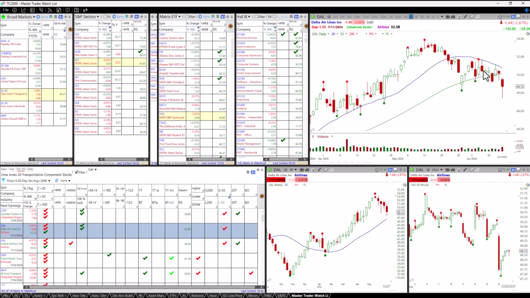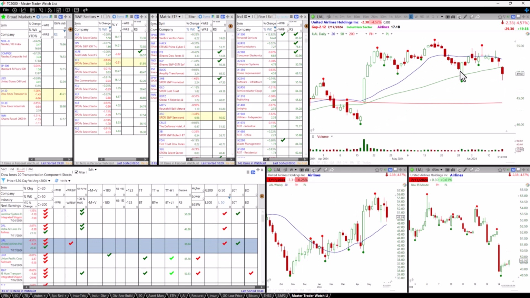Delta was going sideways, was above the 50, breaks down. Looks like it'll go lower, so I can put that on my interest list. Do we have another one? UAL, another airline, was going sideways, was above the 50, broke down. Clearly, these are topping patterns that suggest it's going to go lower.